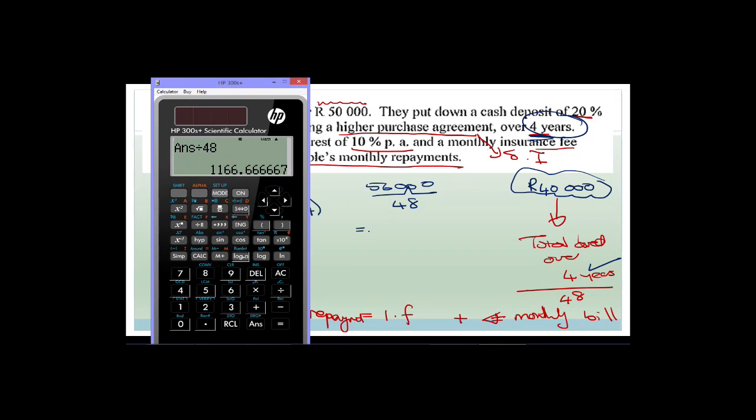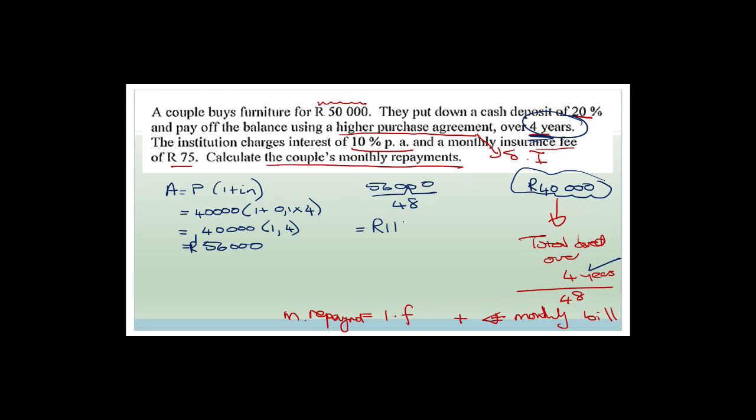1,166 rand and 67 cents. But that would be the monthly payment just on this. But now they will have to pay a monthly insurance fee of 75 rand. So that's this bit here that we have to do. So now we're going to add the insurance fee.